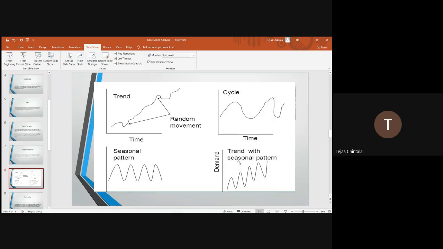As for seasonality pattern, we see that the graph is fixed. Like I gave you the example of the gift shop. Every December, we'll see the pattern of increase in the graph. So this is a graph, and then there's another graph where we see trend with seasonal pattern. So these are the graphs, and these are the components of the time series.